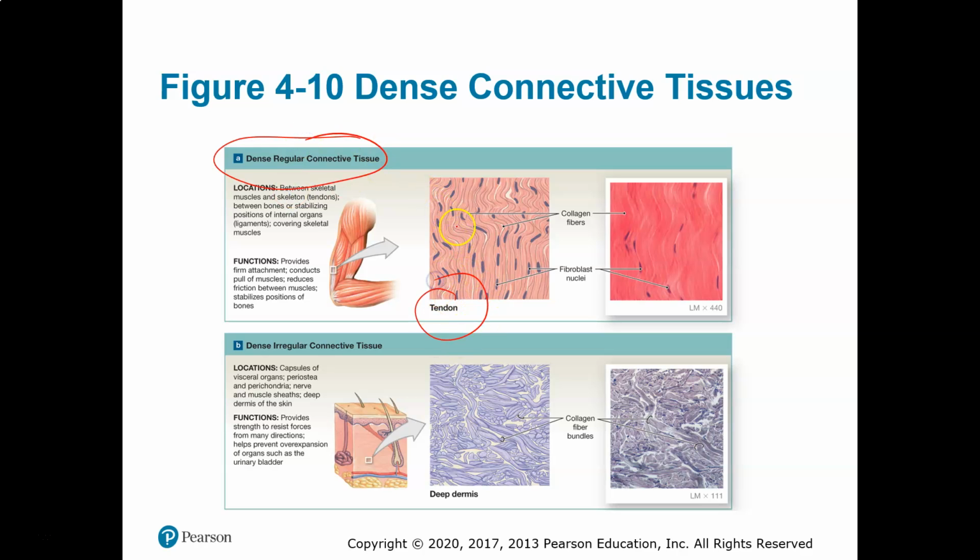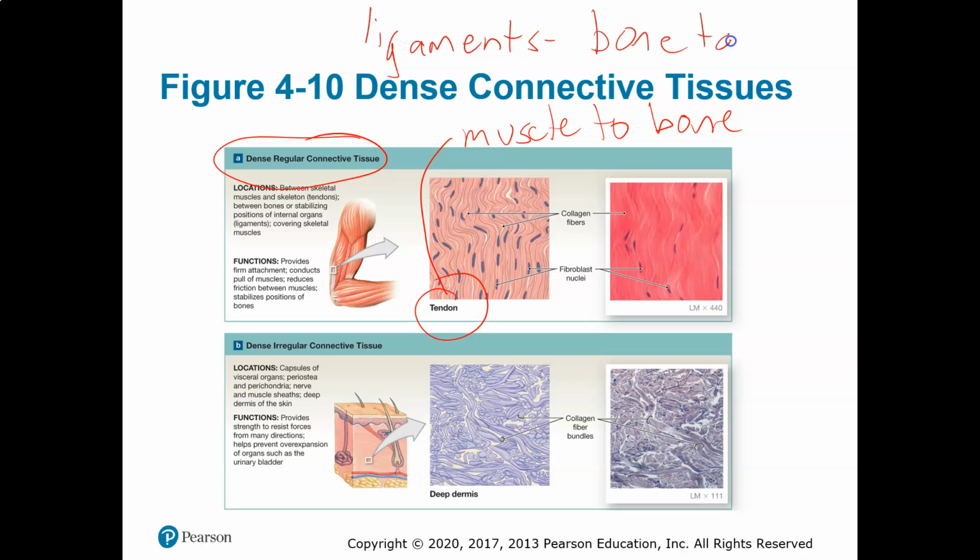So a tendon connects muscle to bone. And then we also have ligaments, which connect bone to bone. And these are both made of dense regular connective tissue. Dense irregular connective tissue is found in the dermis of the skin, the deep dermis of the skin.